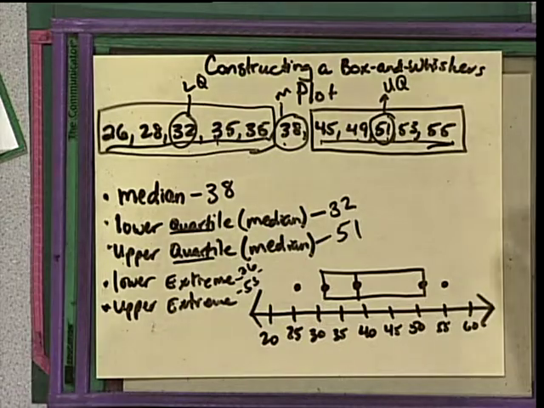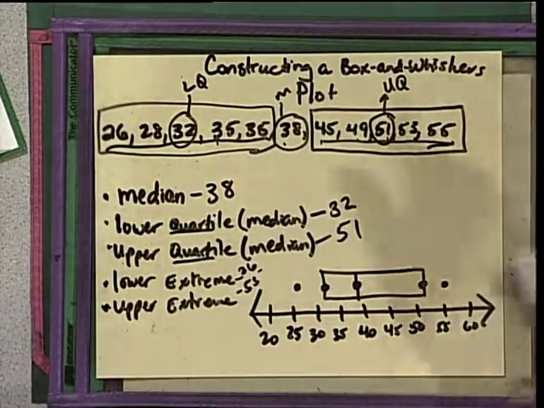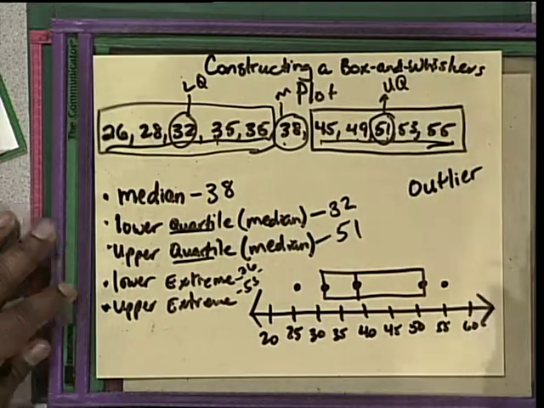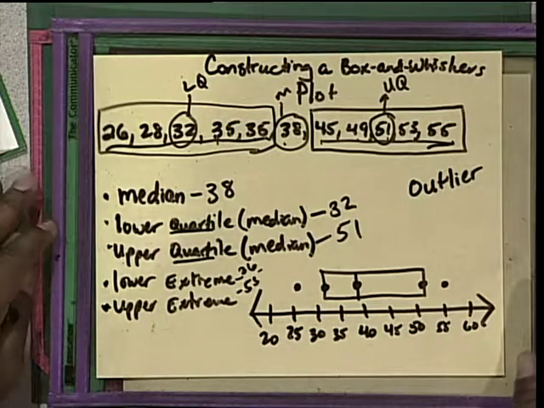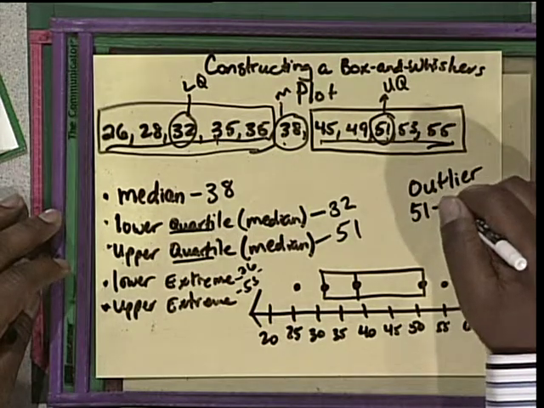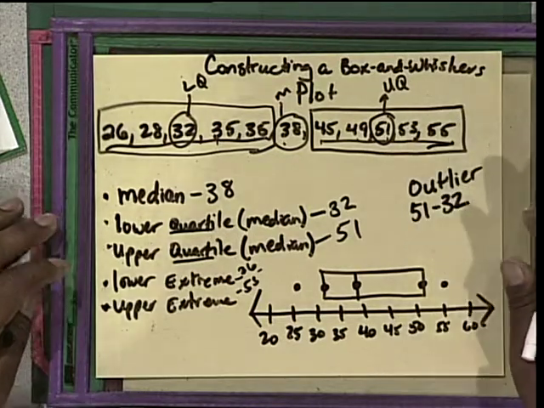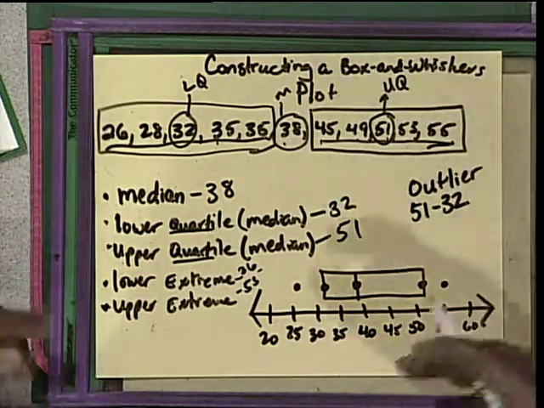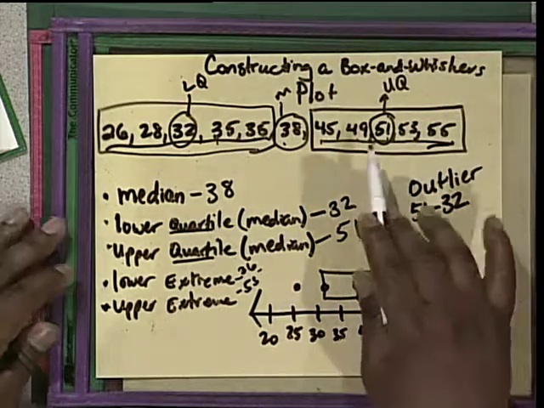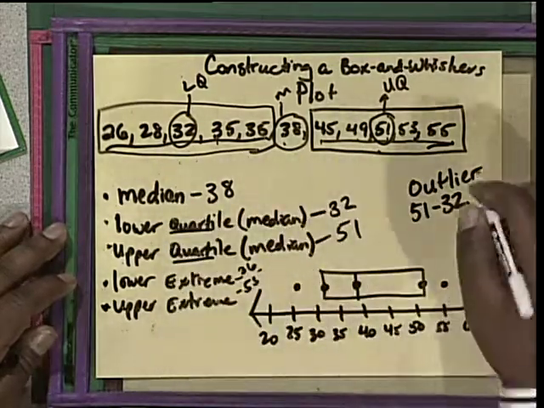Now, I'm not finished, because not all box and whisker plots will have whiskers. So it's something I have to check. It's called an outlier. I have to check for my outlier, which is the difference between your quartiles, your interquartile range. So therefore, my interquartile range will be 51 minus 32. Now, it's an interquartile range, not the range, but the interquartile range. It's the difference between the highest quartile and the lowest quartile.